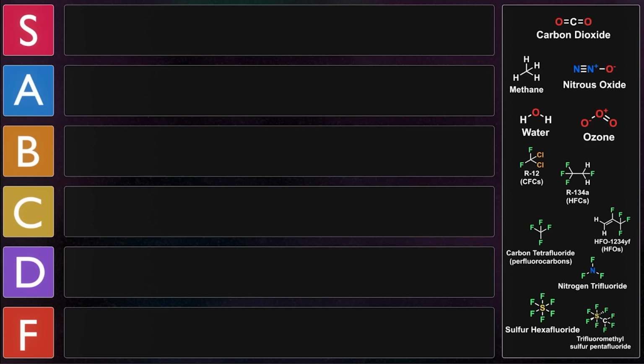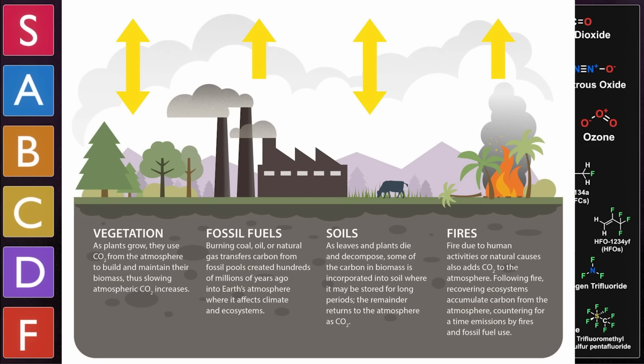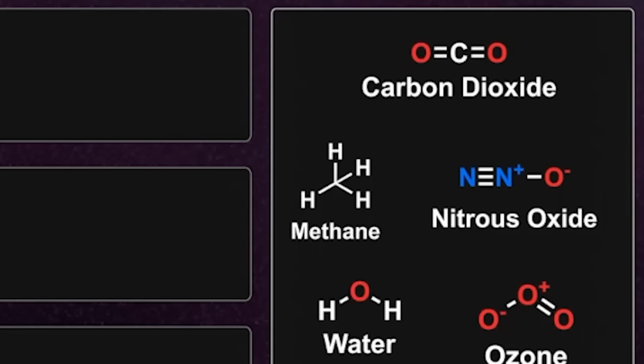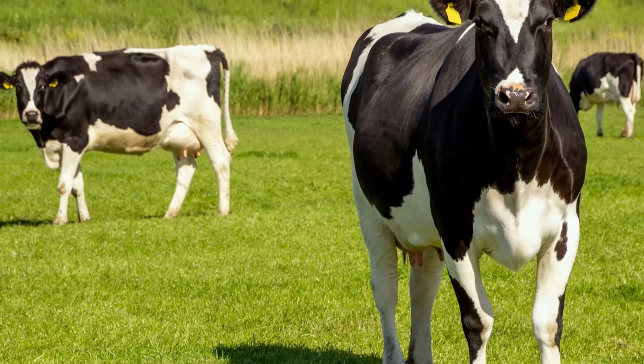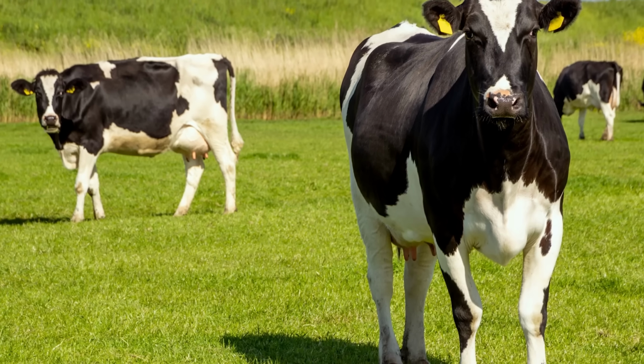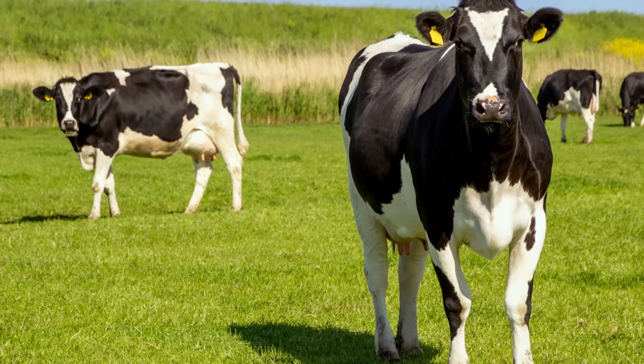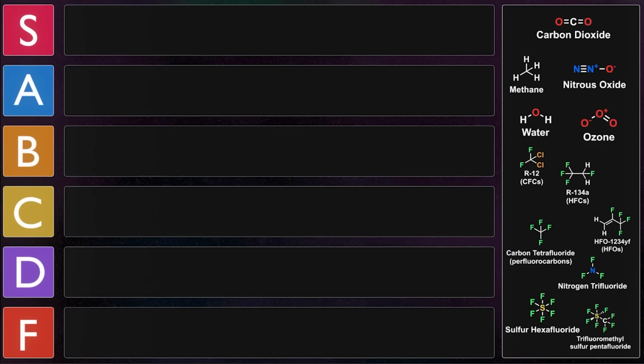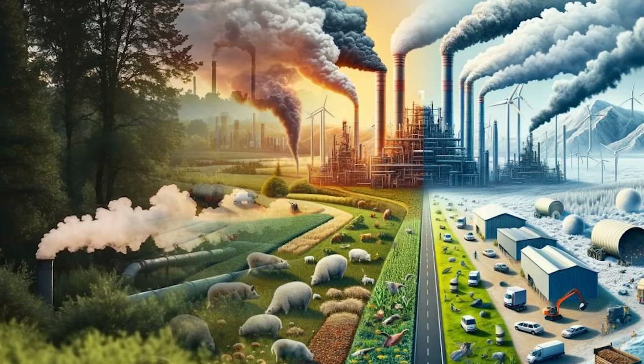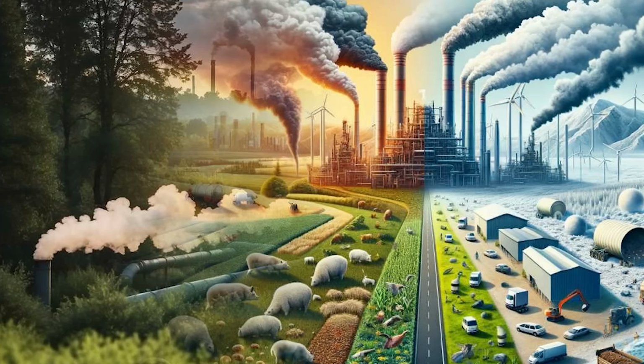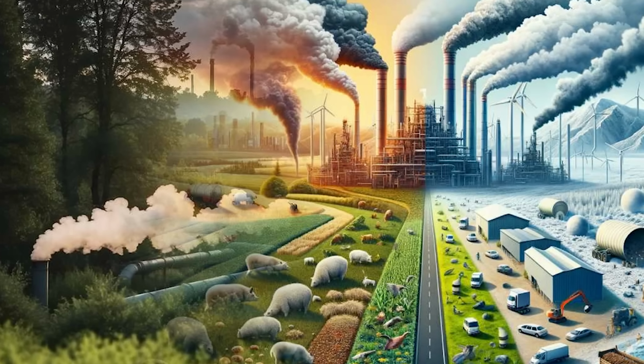Carbon dioxide has a global warming potential of 1, and the main sources are from fossil fuel combustion, deforestation, and industrial processes. Methane has a global warming potential of 28, and the main sources are emissions from agriculture, waste management, and fossil fuel extraction. The next most noteworthy one is nitrous oxide, which has a global warming potential of 273. The main sources of nitrous oxide are from agriculture, industrial activities, combustion of fossil fuels, and biomass.